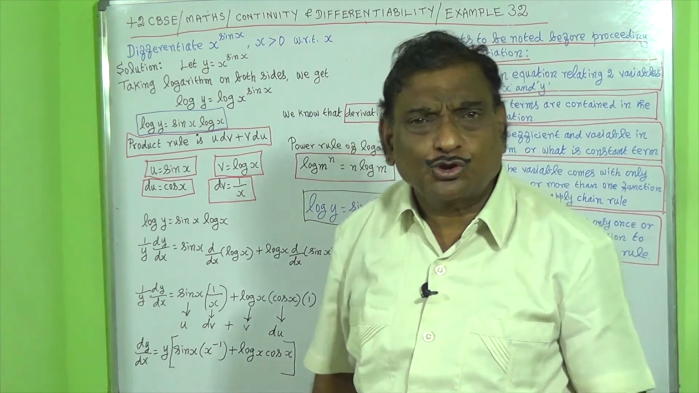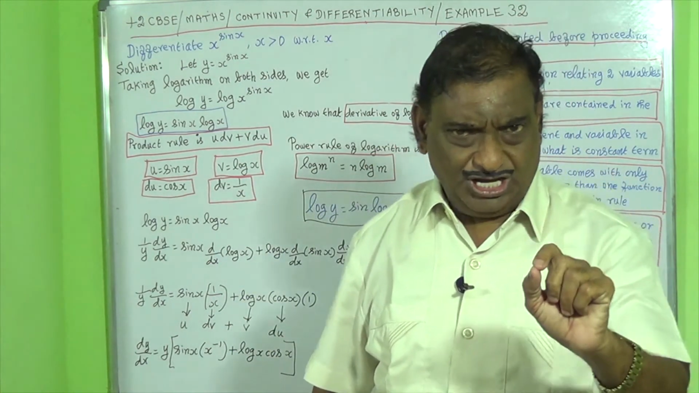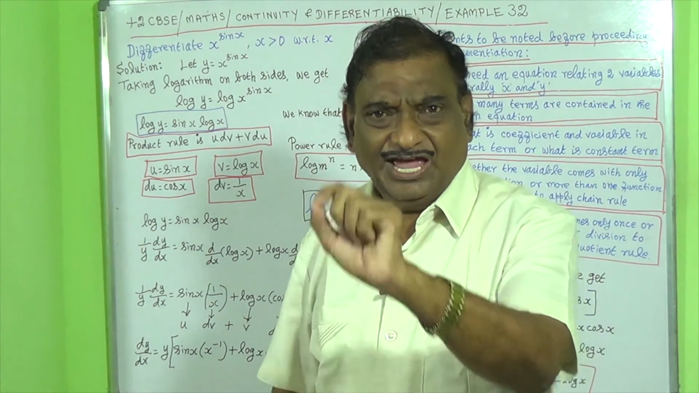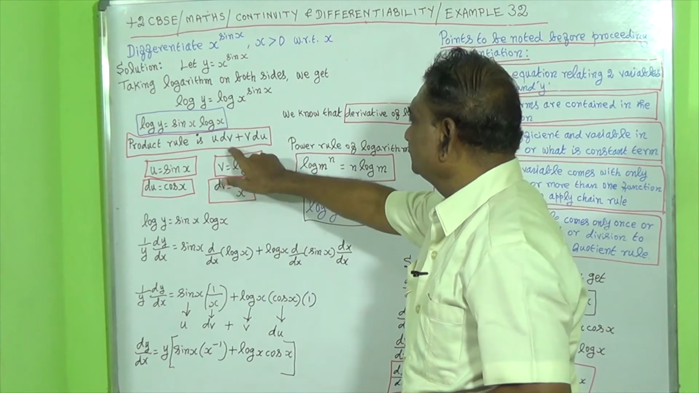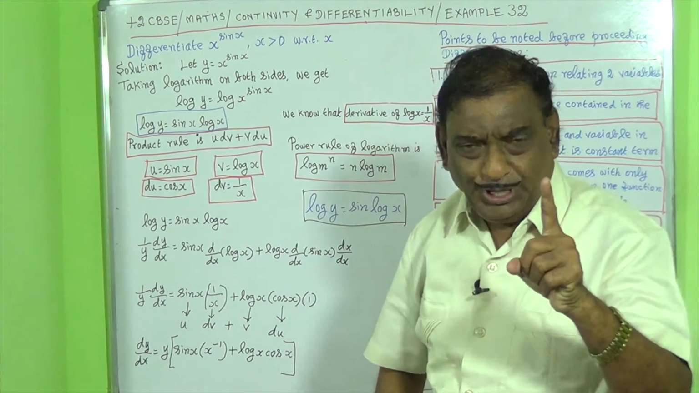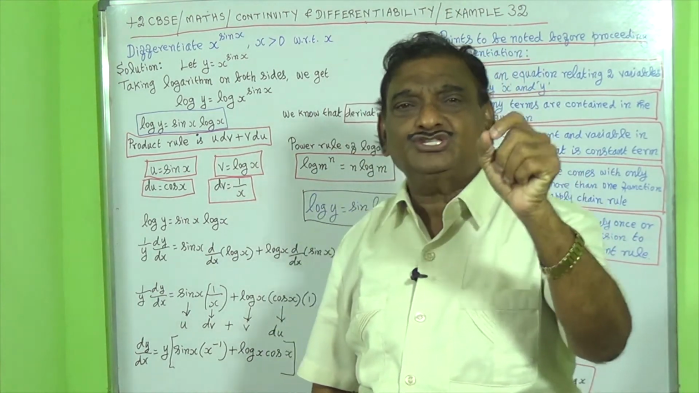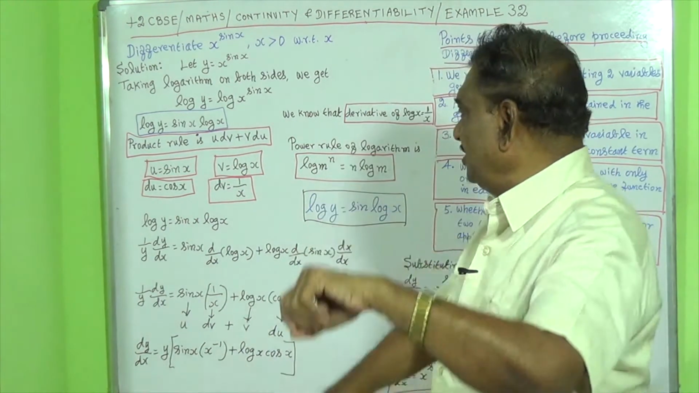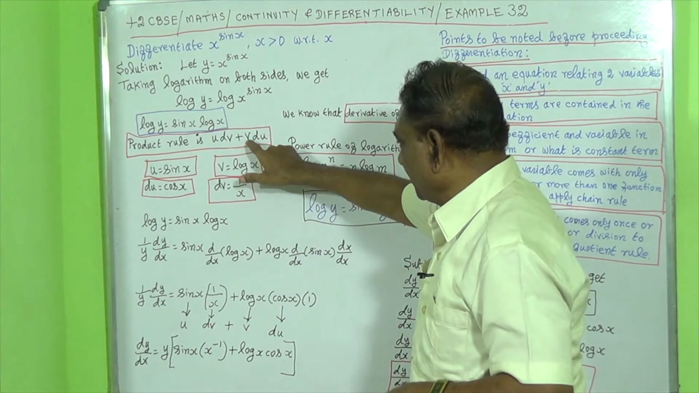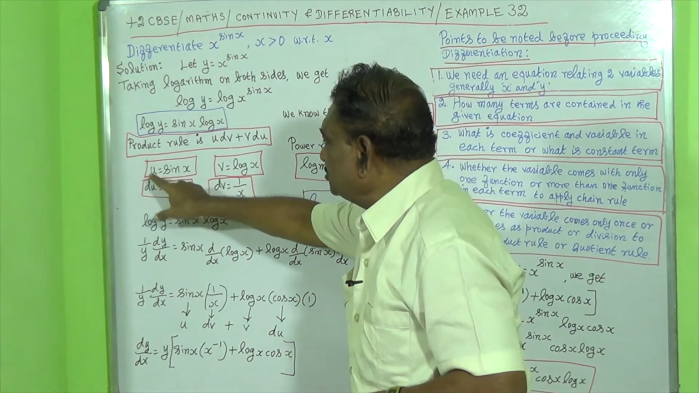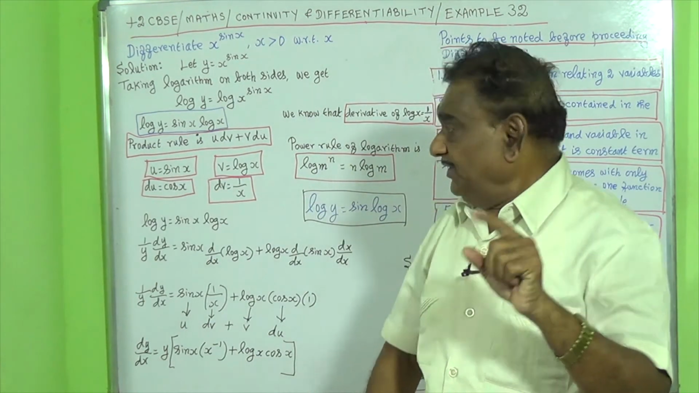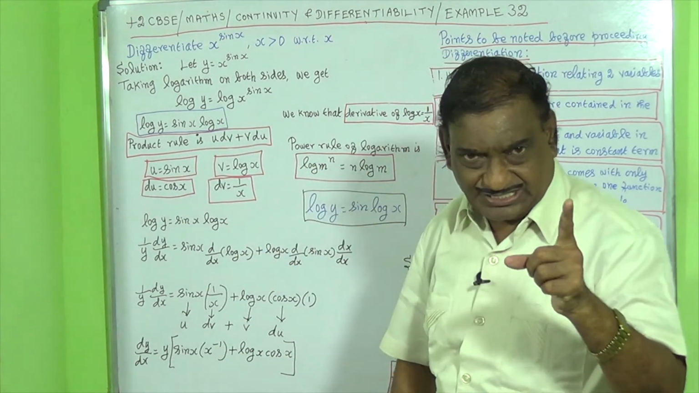What is the product rule? The product rule is u dv plus v du. What is u? The first function is considered as u. The second function is considered as v. So u is written as sin x, v is written as log x.